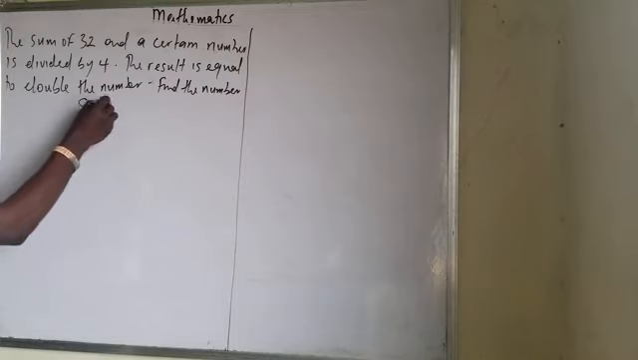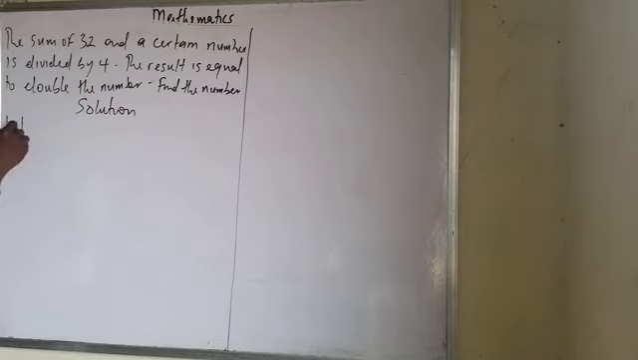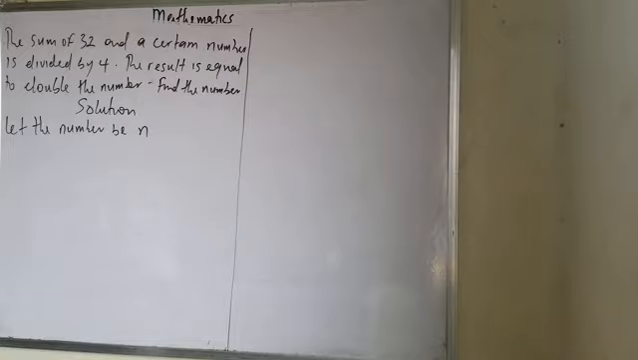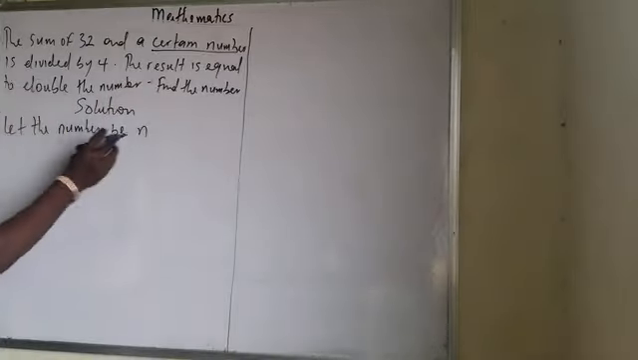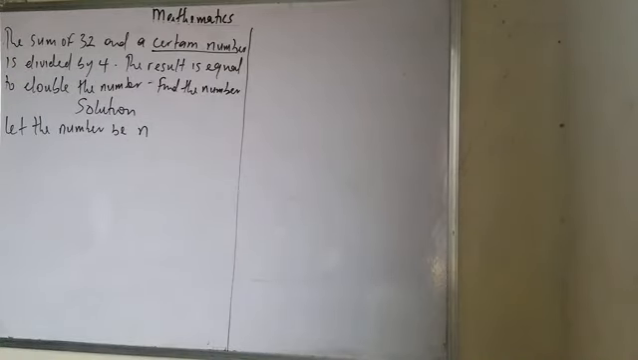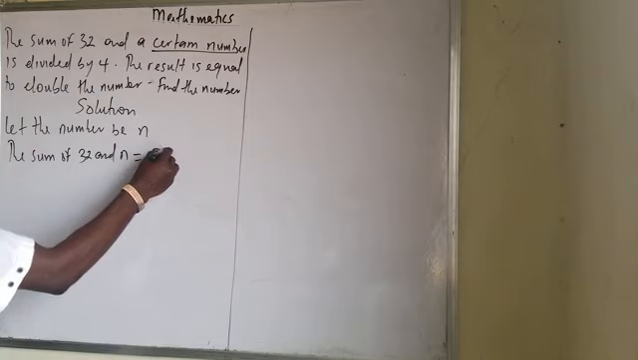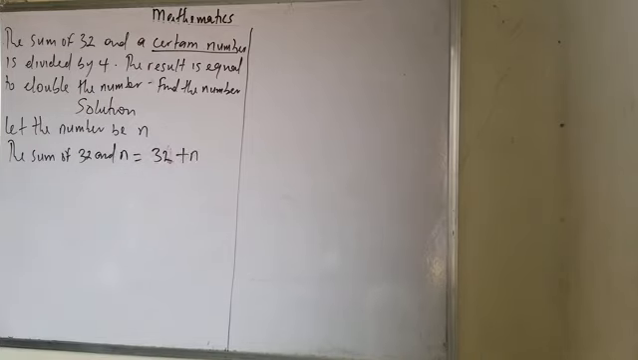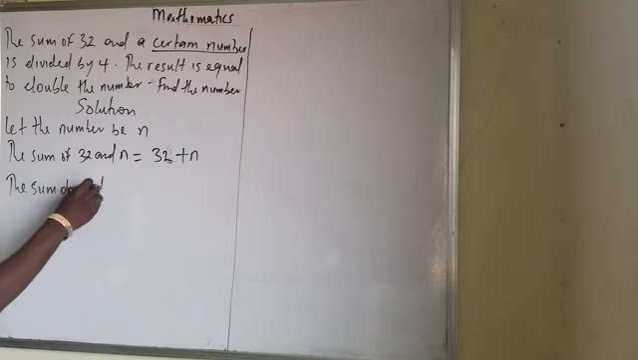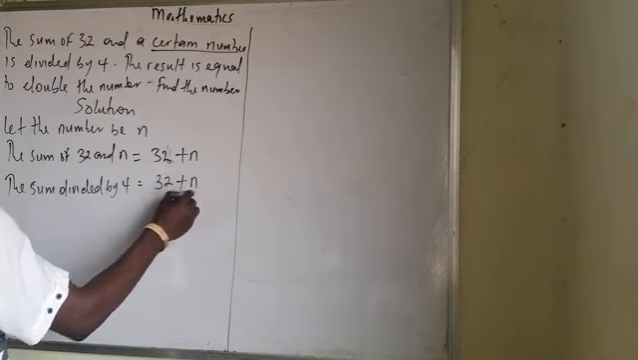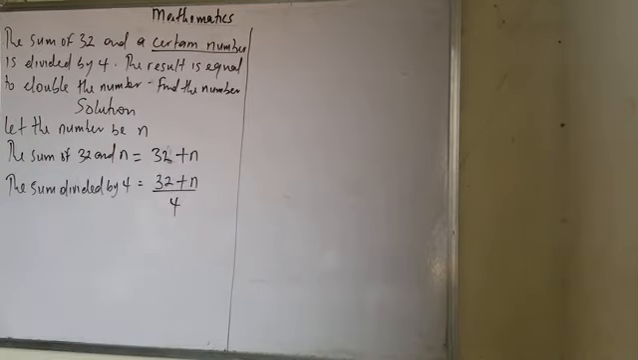What I will just do, solution to this problem. The first thing I will do, let the number that I do not know be N. Now, the sum of 32 and a certain number, that certain number being N, implies 32 plus N. The sum divided by 4 will be equal to 32 plus N all over 4. That is the statement.